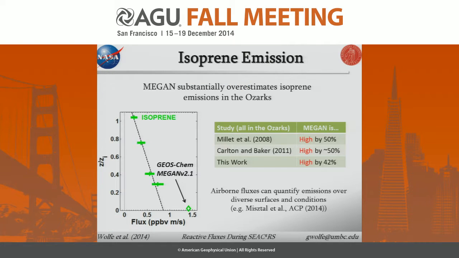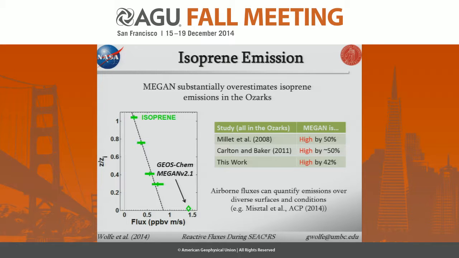Okay, so let's start talking about isoprene emissions. So in theory, if we extrapolate this flux profile to the surface, we get an estimate for the emission, and then we can, for example, compare it with the latest version of MEGAN as determined by GEOS-Chem. And we find, similar to other studies that have been done and a few other talks earlier today, that MEGAN is overestimating isoprene emissions in the Ozarks, even with the latest updates.